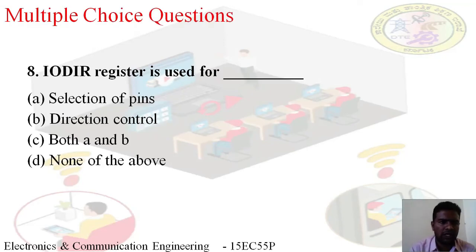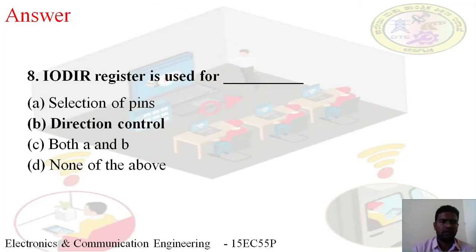Eighth question, IODIR register is used for option A selection of pins, option B direction control, option C both A and B, option D none of the above. The answer is option B, direction control.